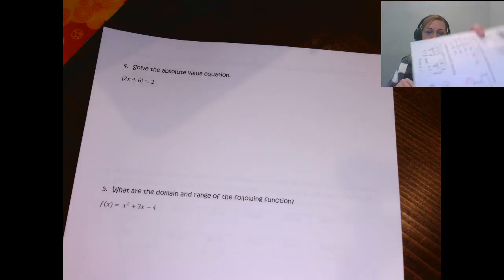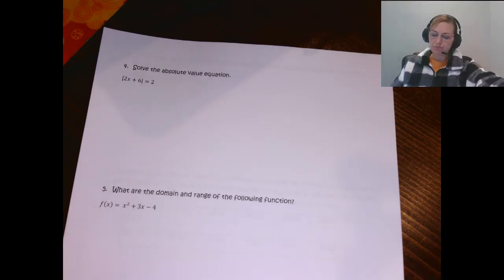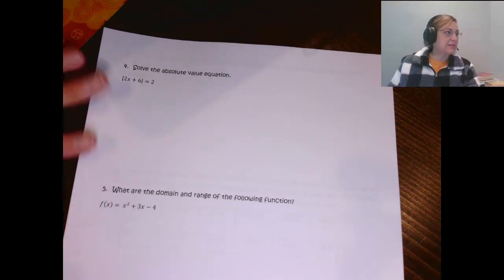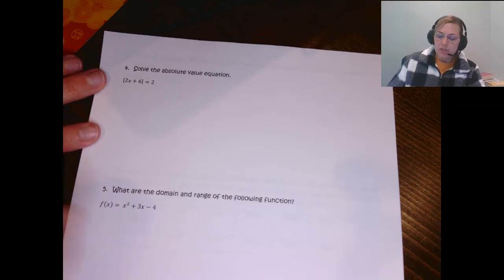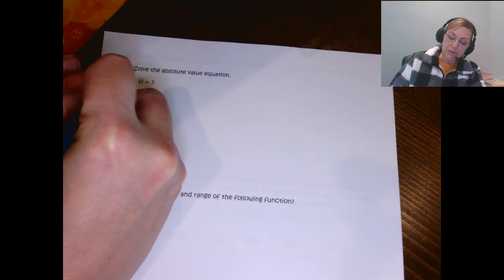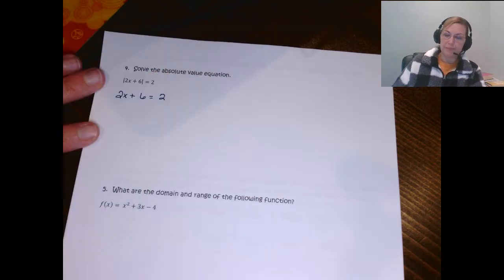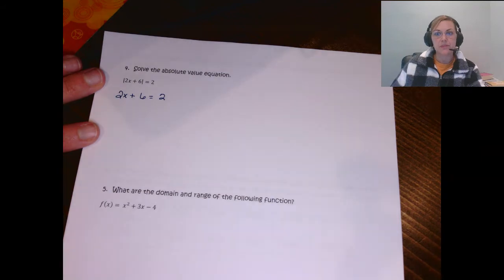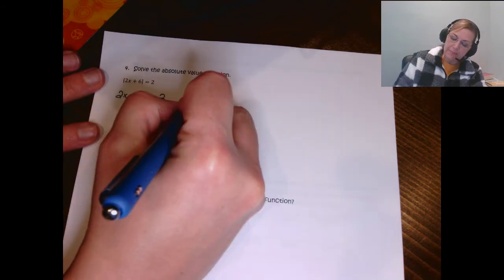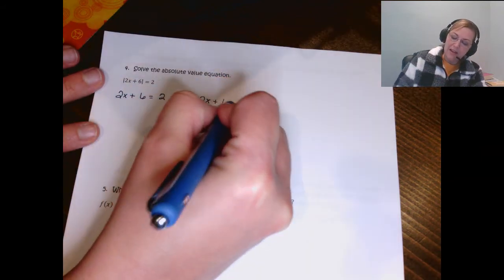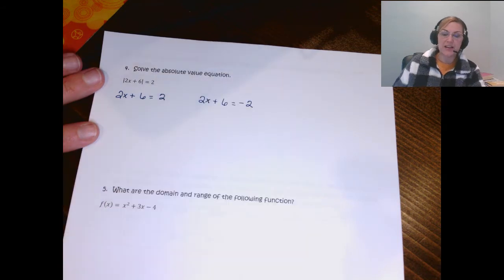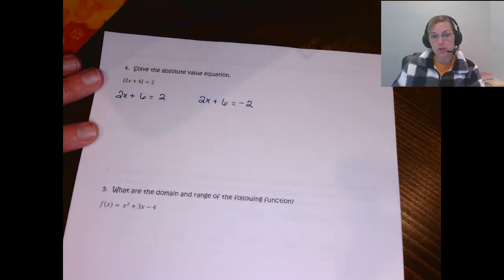Okay, let's keep going. We've got number 4 next, and it's got an absolute value equation. So remember, with your absolute value equations, you're going to form 2 equations. The first one's pretty simple. We're just going to take the absolute values off. The second one, we'll take the absolute values off and we'll change the sign of the answer. So notice instead of just 2, I made it -2.